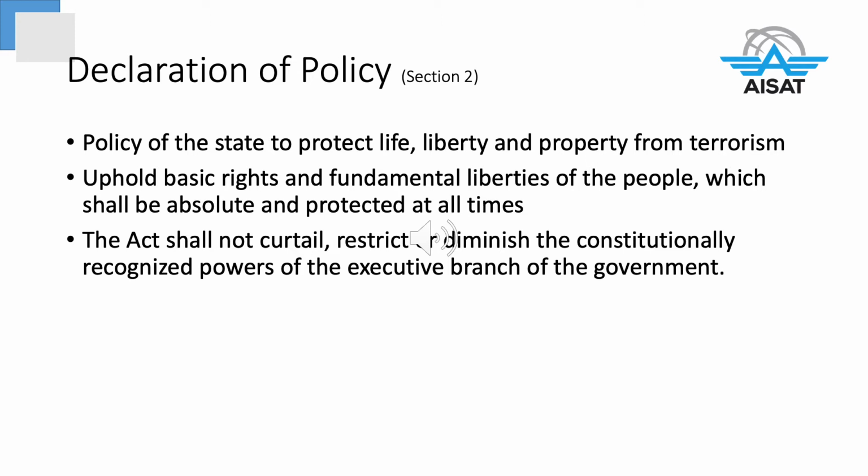So here we have, it is the policy of the state to protect life, liberty, and property from terrorism. So there we see terrorism. Number 2, uphold basic rights and fundamental liberties of the people, which shall be absolute and protected at all times. So here it's saying that at the same time, we will uphold the rights and liberties of the people. And number 3, the act shall not curtail, restrict, or diminish the constitutionally recognized powers of the executive branch of the government. So here we see some definition or some guidelines for the act.